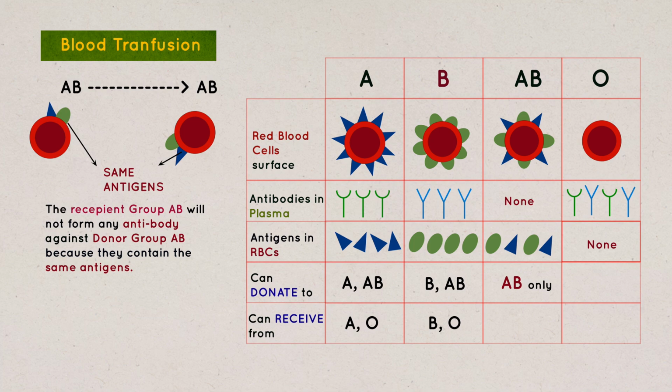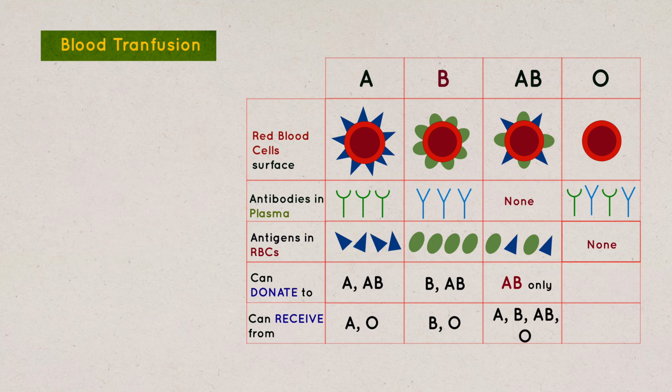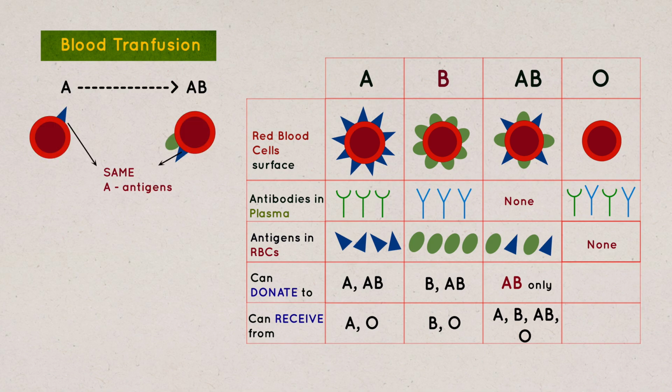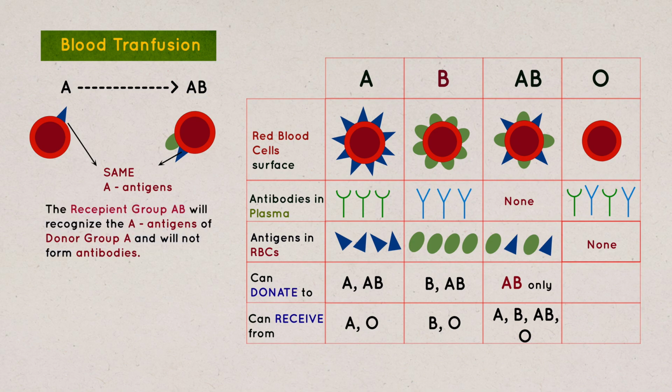Now let's see what groups group AB can receive from. Group AB can receive blood from A, B, AB, and O. Let's see how it works. Group AB can receive blood from group A because the antigen A of recipient group AB recognizes the antigens of donor group A. The recipient group AB will not produce any antibody against donor group A.